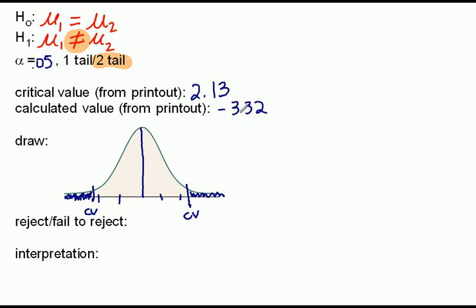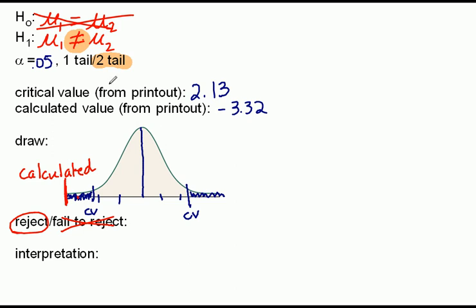Where is my calculated value? Well, it's on the negative end at negative 3.32. So it's pretty far over here. That's my calculated value. That is in the rejection region. If it's in the rejection region, I am going to reject the null. I do not think the null is true. I think my alternative hypothesis, H1, is true.